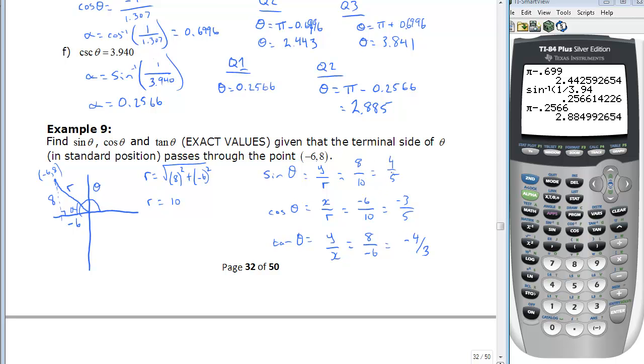Just as a quick thing to check, sine is positive in quadrant 2, so that makes sense. Cosine is negative in quadrant 2, so that makes sense. And tan is also negative in quadrant 2. So our answers make sense that way. Our diagram looks good, so that's that answer.